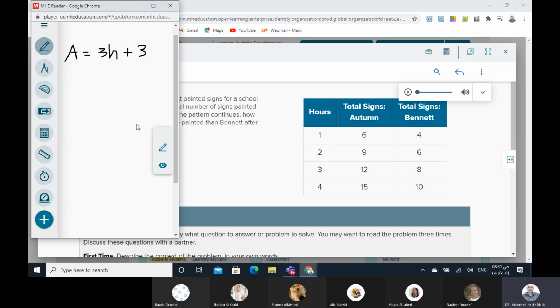If the hours are 3, 3 times 3 is 9. 9 plus 3 will be 12. If the hours are 4, 3 times 4 is 12. 12 plus 3 will be 15. So this is the equation for the first rule. Right. For the second rule, who can tell me the equation?